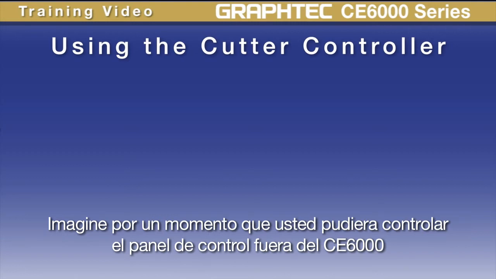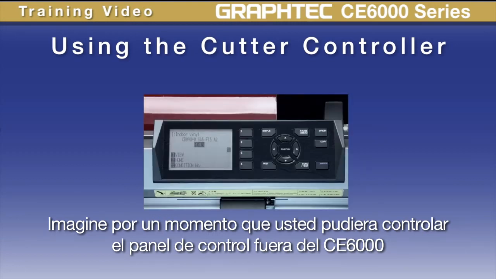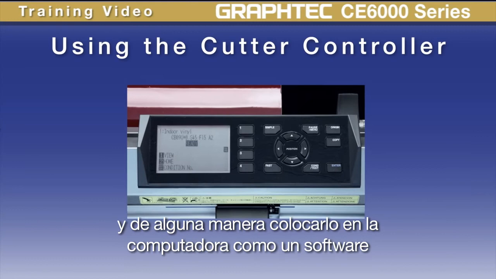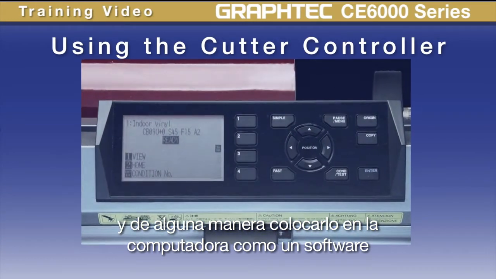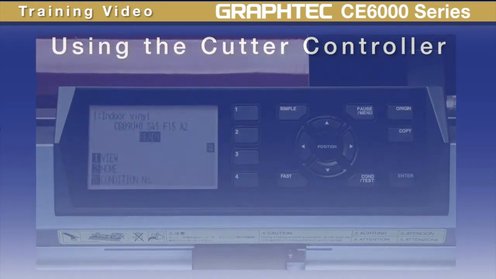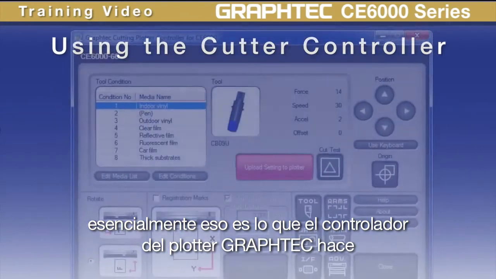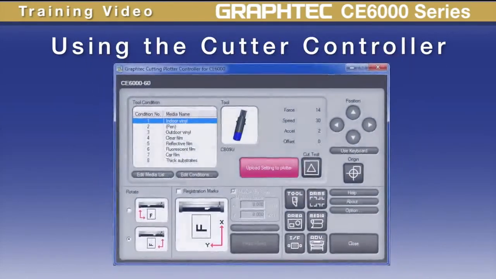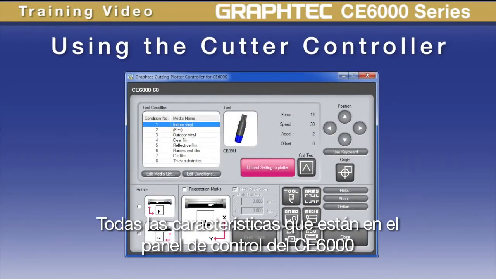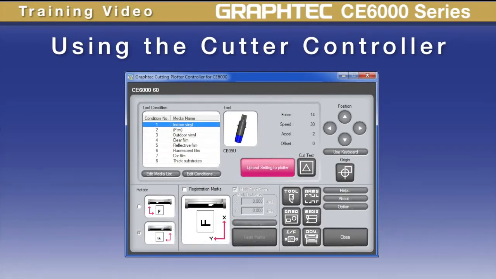Imagine for a moment if you could take your control panel out of your CE6000 cutter and somehow place it into your computer as a software application. Essentially, that is what the Graphtec cutting controller does. All the settings that are within the control panel of your CE6000 can be controlled from this software application.